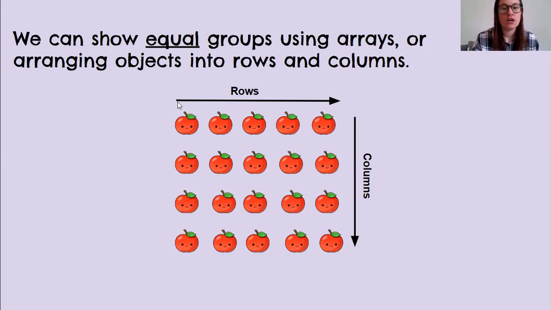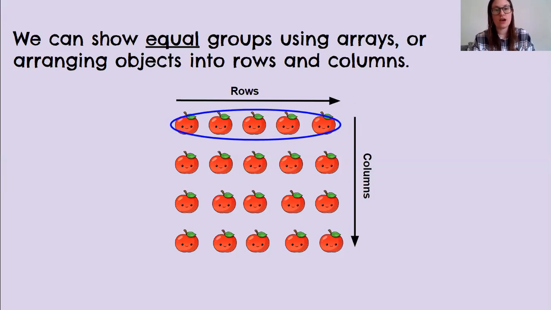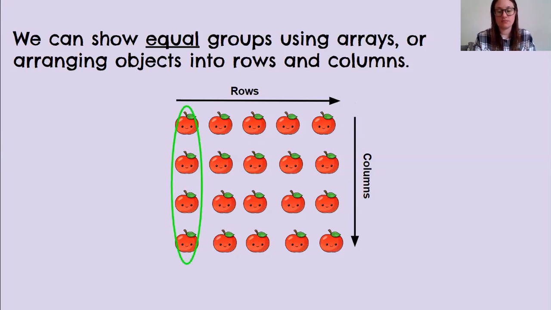Remember that rows go from left to right or side to side, we say. That's horizontal, side to side. Columns go up and down from top to bottom. We call that vertical. No matter what, when you are doing arrays, the groups have to be equal. So if you have rows going from side to side, each row has to have the same number of objects in it for it to be an equal group. Also, when you have columns going from top to bottom or up and down, those columns have to be equal groups. They have to have the same number of objects in them.